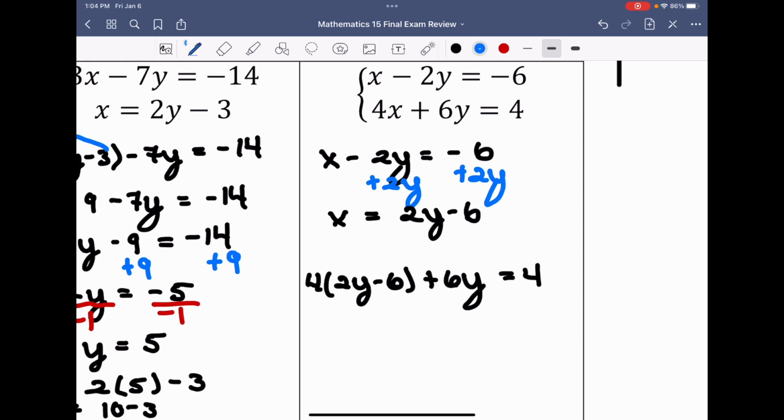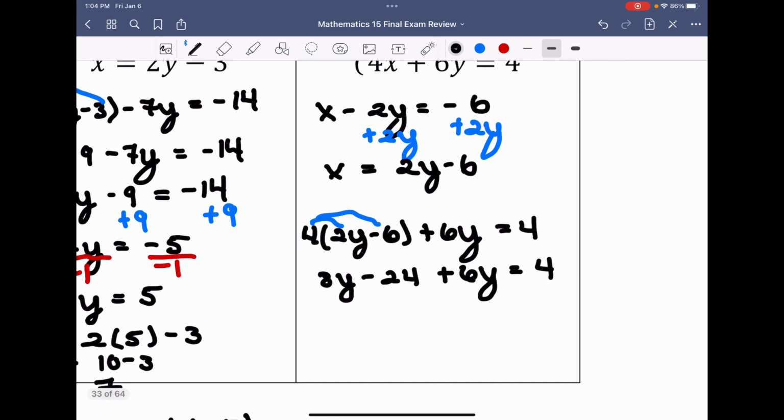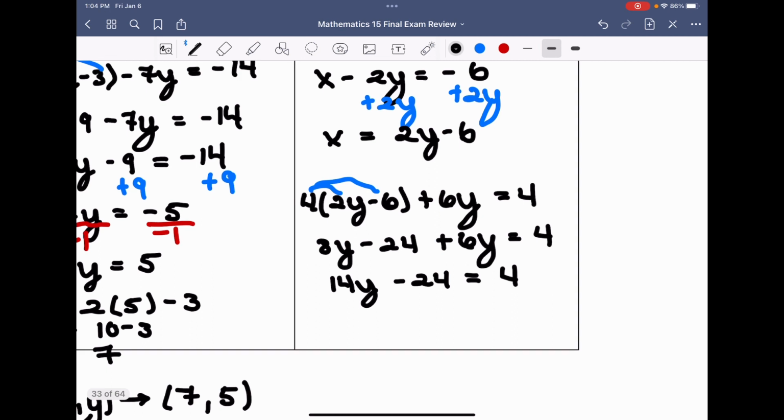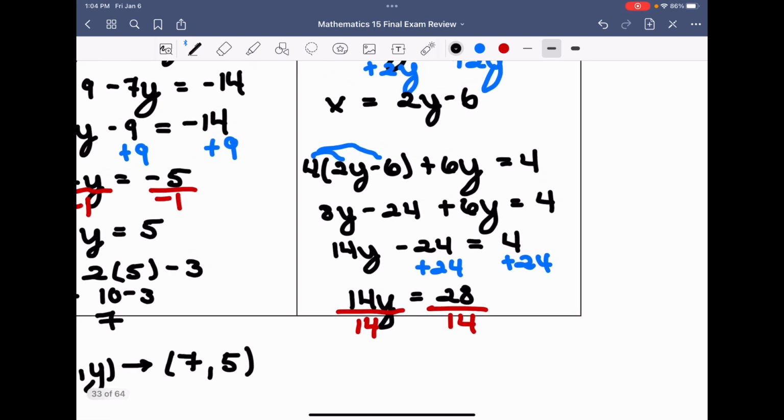I expand the brackets on the left here. So I expand by multiplying it into the brackets. 8y minus 4 times -6 is -24 plus 6y is equal to 4. And now I get 8y plus 6y is 14y minus 24 is equal to 4. If I add the 24 to both sides, add 24, add 24, this is going to be equal to 14y, which is equal to 28. And lastly, just like we've done all throughout this review here, we're going to divide by whatever coefficient is attached here. So this is going to become y is equal to 28 over 14, which is 2.